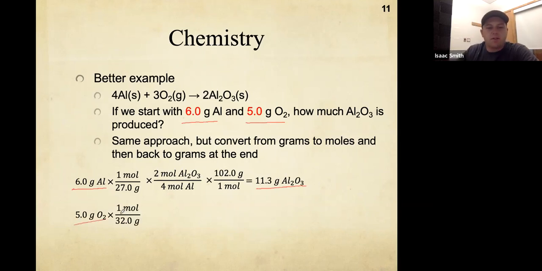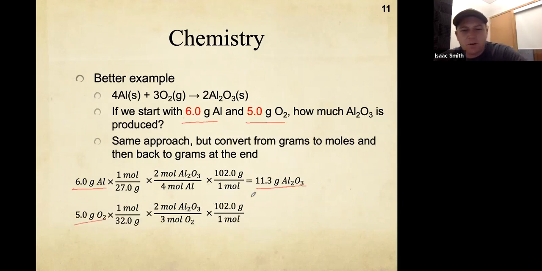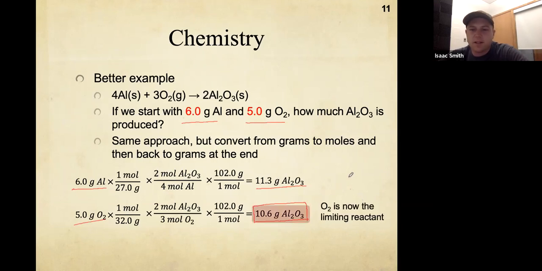Do the same thing with grams of oxygen. I'm not going to walk through it. We've done this a lot. 5 grams of oxygen would produce 10.6 grams of aluminum oxide. Again, because this is the smaller number, this becomes our limiting reagent. 5 grams of oxygen would only allow us to produce 10.6 grams of aluminum oxide. Since 6 grams of aluminum produces 11.3 grams of aluminum oxide, we're going to have some leftover aluminum.